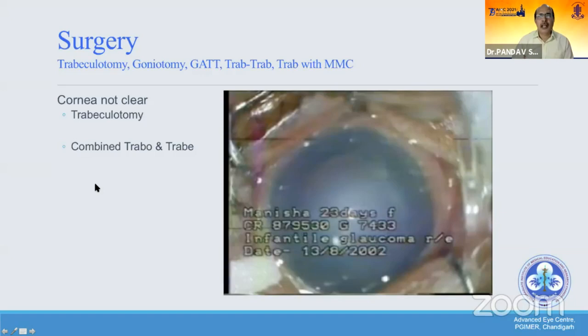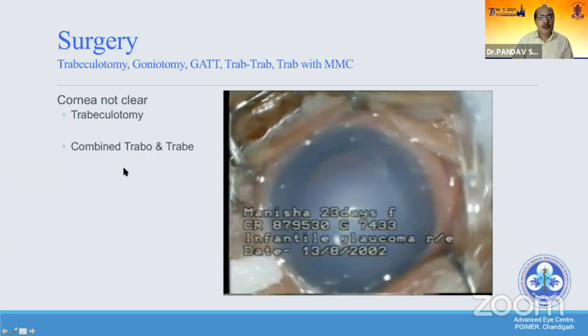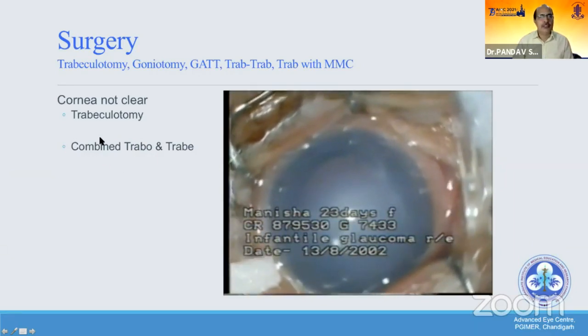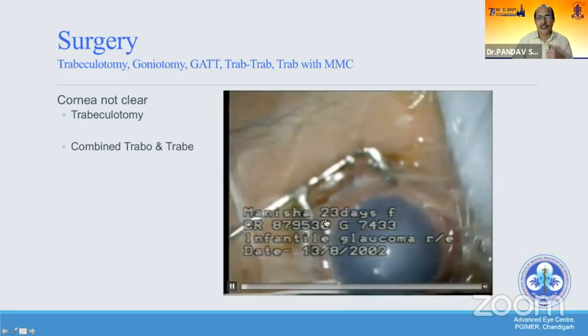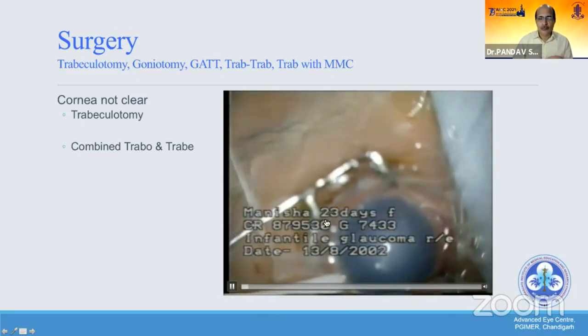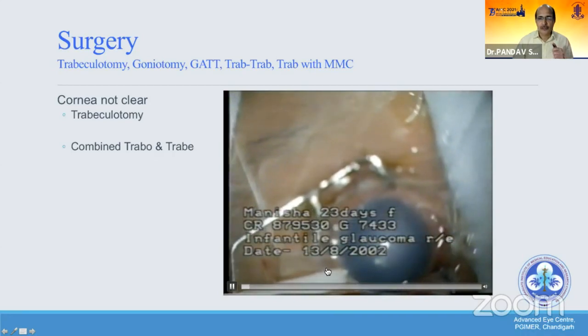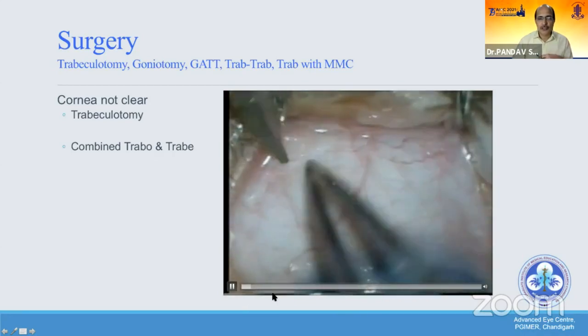We have a number of options: trabeculotomy, goniotomy, GAT, trabeculectomy, combined trabeculotomy-trabeculectomy, and even tubes are an option. When the cornea is not clear, you have to have an external approach, where it could be a trabeculotomy or combined trab could be done. So this video is of a small child, 23 years old now, which I operated on in 2002. So it's a very old video.